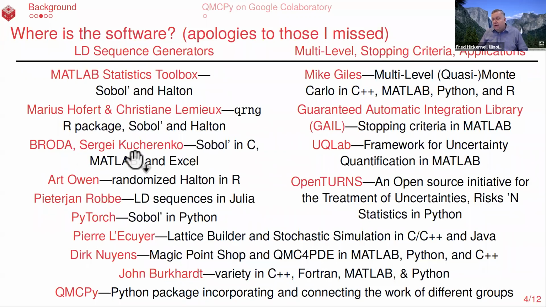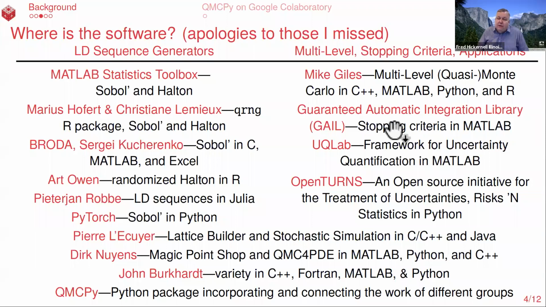Broda by Sergei Kucherenko has Sobol in C, MATLAB, and Excel. Art Owen has some randomized Halton points on his website in R. Pieterjan Robbe has Julia low discrepancy sequences. And PyTorch, which is a big project on Python, has a Sobol generator. On the other side, Mike Giles has developed a lot of multi-level Quasi-Monte Carlo methods and Monte Carlo methods, and he has code in C++, MATLAB, Python, and R.